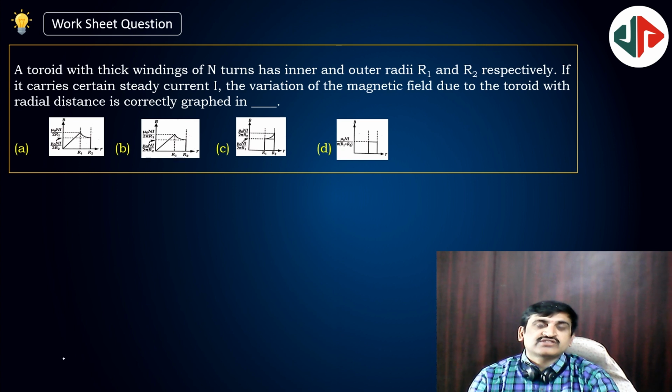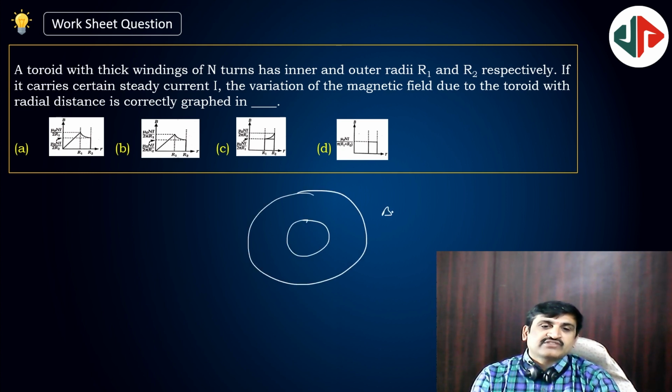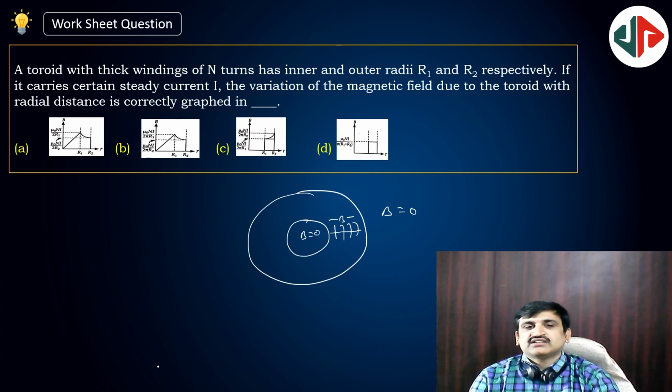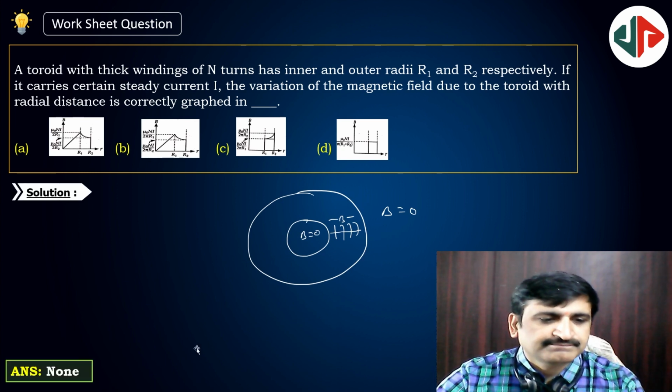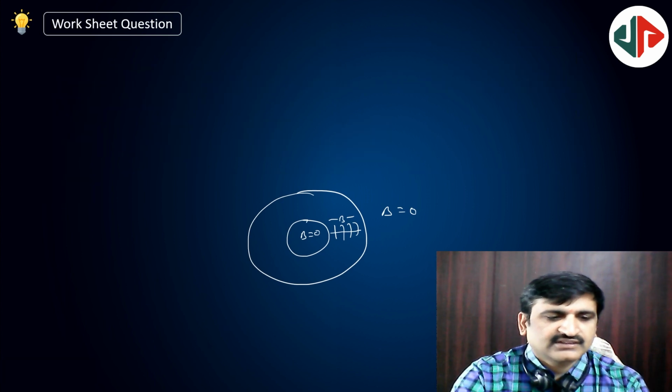It is not going to change, and outside will be 0, and whatever the other spaces of the toroid, it will be 0. See, toroid means like this. Here magnetic field is 0. Here also field is 0. Here is a uniform field. So obviously, option D should come, right? Yeah, option D.